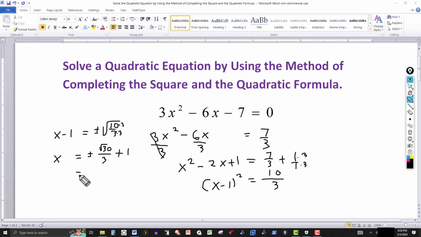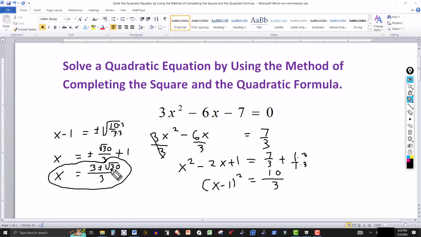So let's rewrite this then. X will equal, 1 is 3 over 3 to get the same denominator. I'll put that one first, so it'll be 3 here. And then it's plus or minus the square root of 30. You have two solutions here. X can be 3 plus the square root of 30 over 3, or x can be 3 minus the square root of 30 over 3.